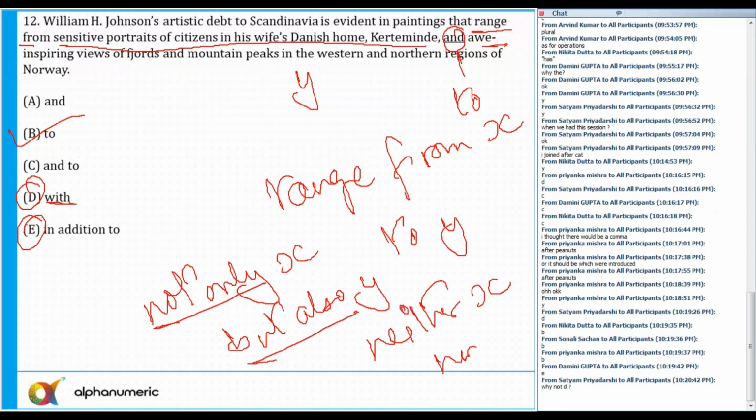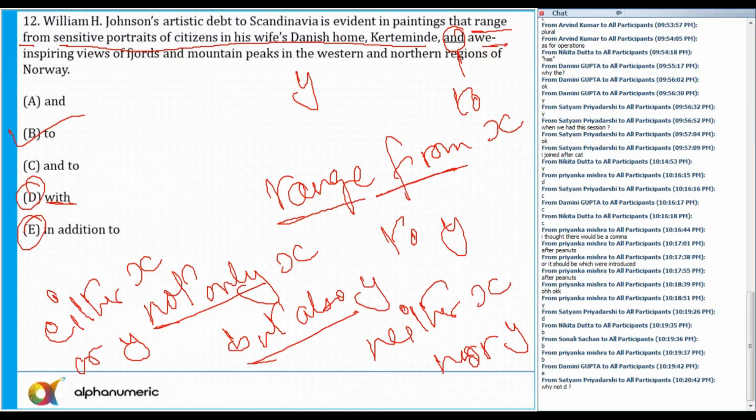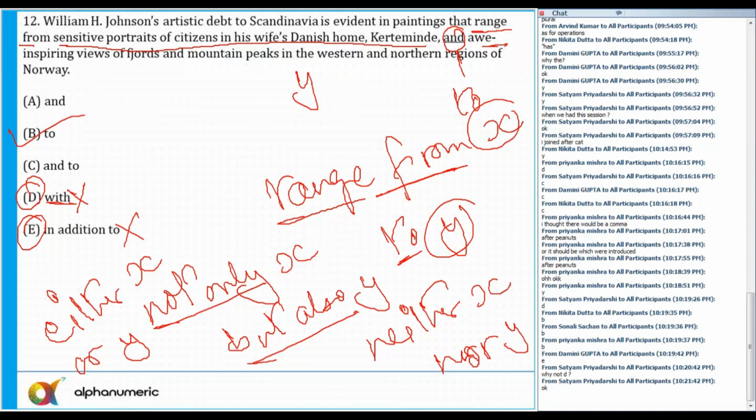Neither X nor Y. Either X or Y. Isn't it? This is the construction. Similarly, whenever you are using the word range, it ranges from X to Y. It cannot range from X with Y. It cannot range from X in addition to Y. These are wrong grammatical constructions. Answer is B. Okay? So I think this one was simple.